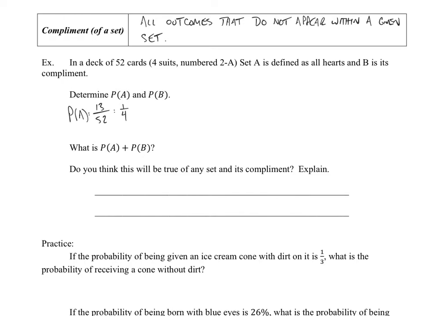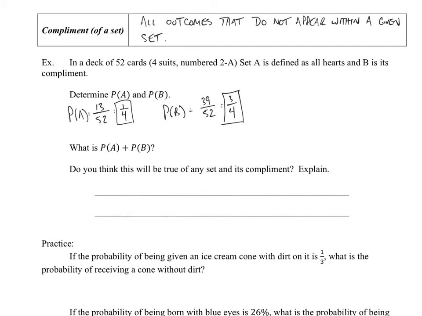If B is its complement, then it's all the others, right? So it's going to be 52 minus 13, essentially. So probability of B is going to be 39 out of 52, which reduces to 3/4. And what you're noticing here is that the complement is the missing amount from the set that was given.